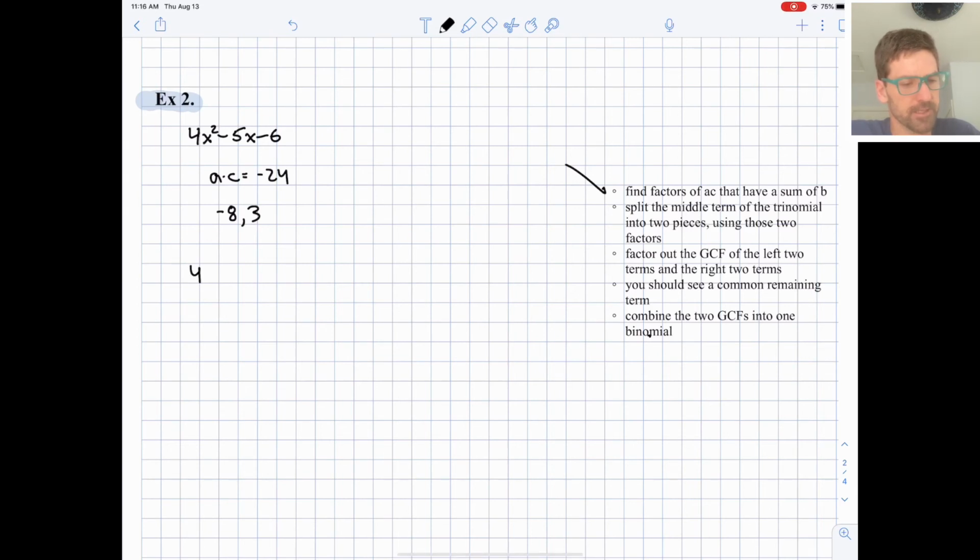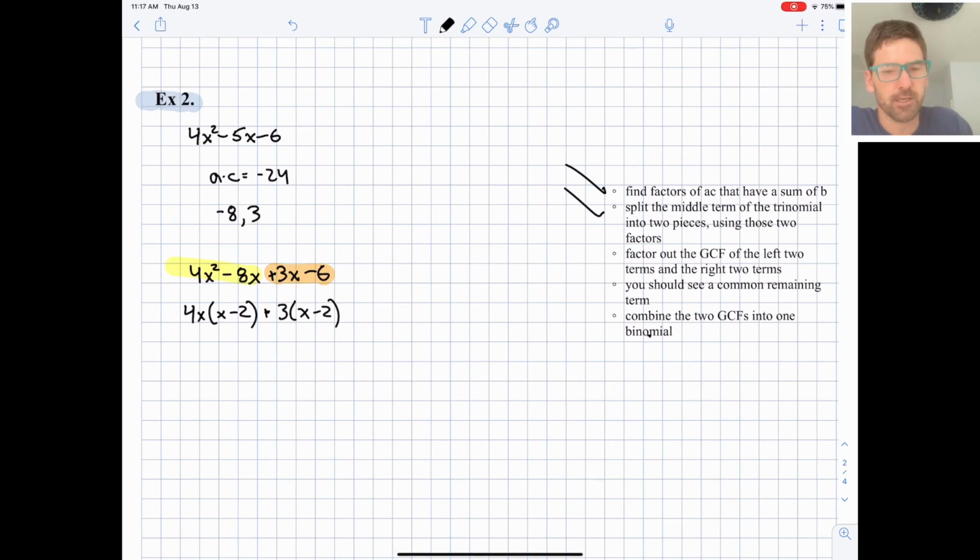And then let's split things up. So we have 4x squared minus 8x plus 3x minus 6. Now we've done the first 2 steps. And then, just like I said before, we are going to do 2 separate GCF problems. This first one has a GCF of 4x, and that turns into x minus 2. Let me check that, 4x squared minus 8x, yeah. And the second one has a GCF of 3, and also leaves behind an x minus 2.